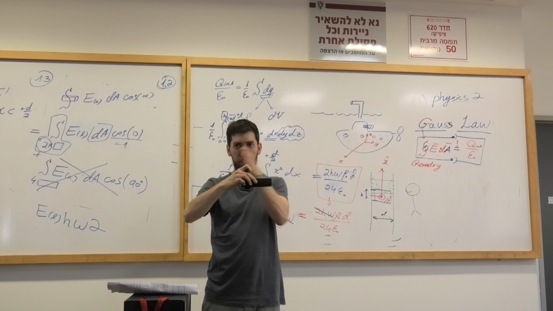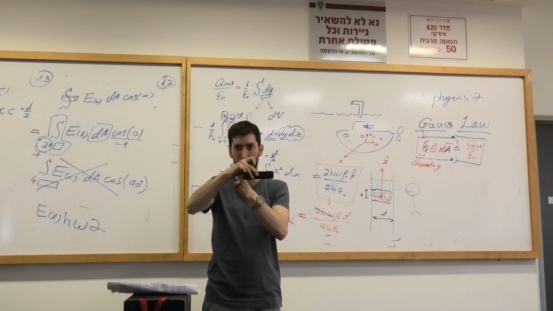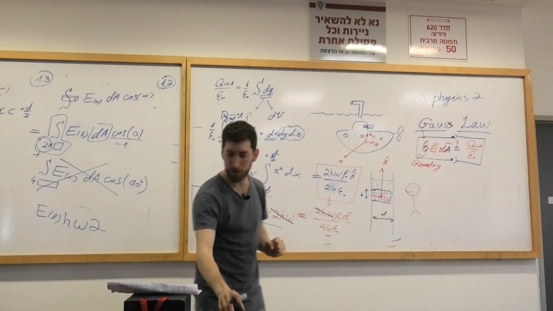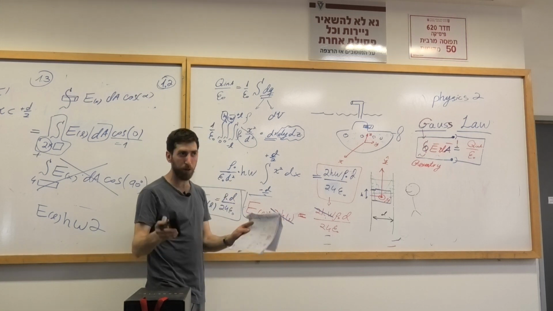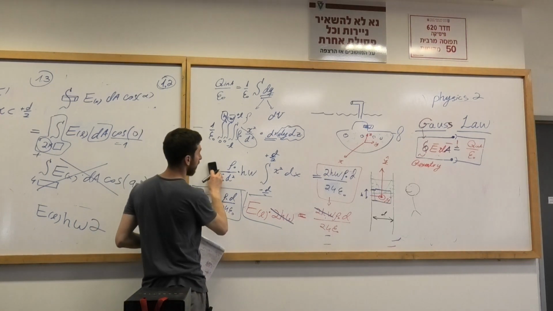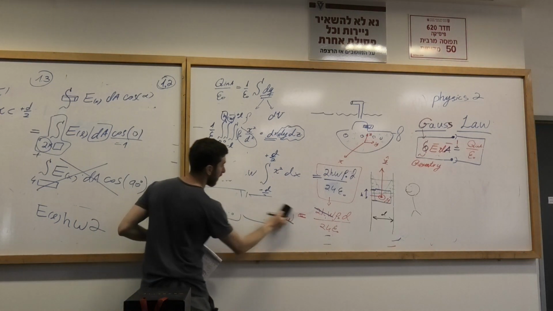This is the wall of the submarine, and we sum from here to here. Is this clear? Good, okay? Because this is the place where people make mistakes in Gauss's law. So if you feel more confident about that, good. Okay, sorry, let's clean that.